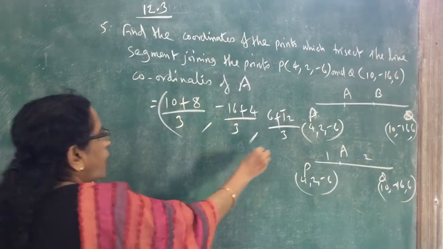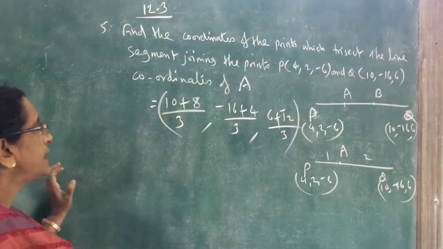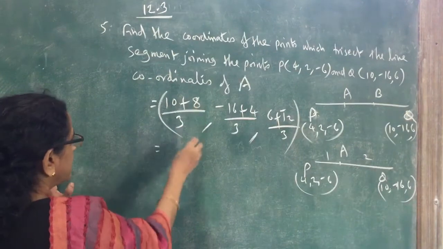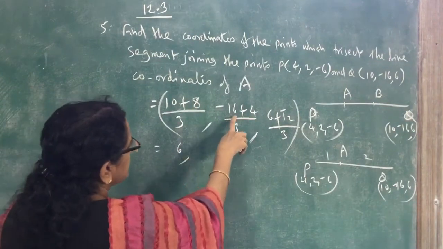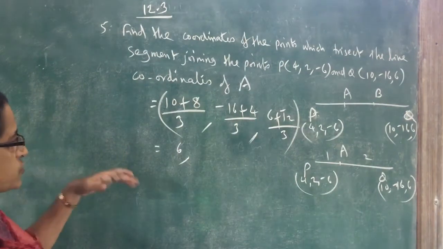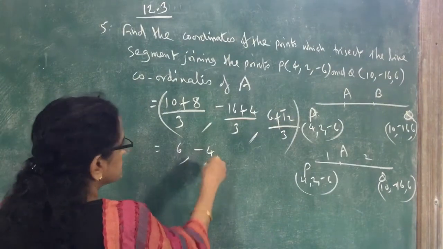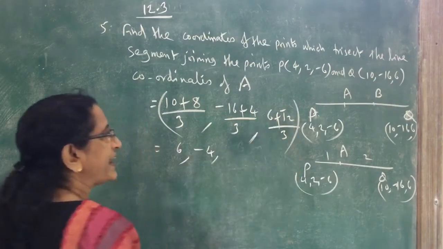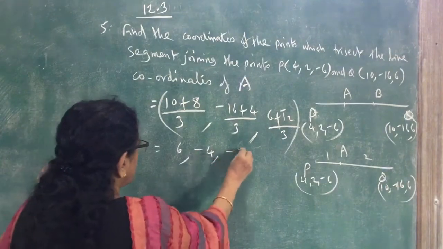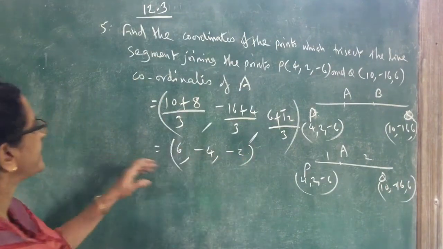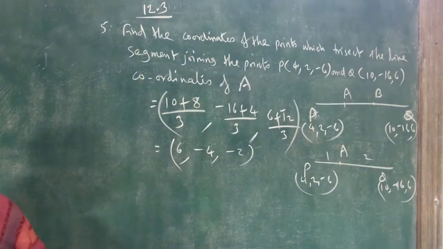So these are the coordinates of the point A. That is equal to 18 by 3, 6. -16 plus 4, -12, -12 by 3, -4. 6 minus 12, -6, -6 by 3, -2. So (6, -4, -2) are the coordinates of the point A.